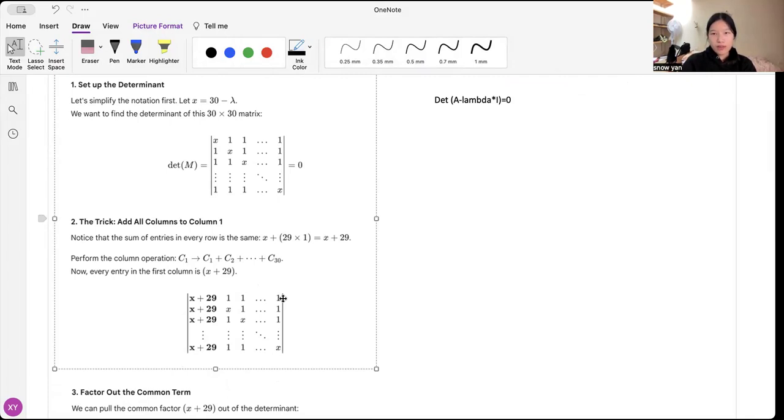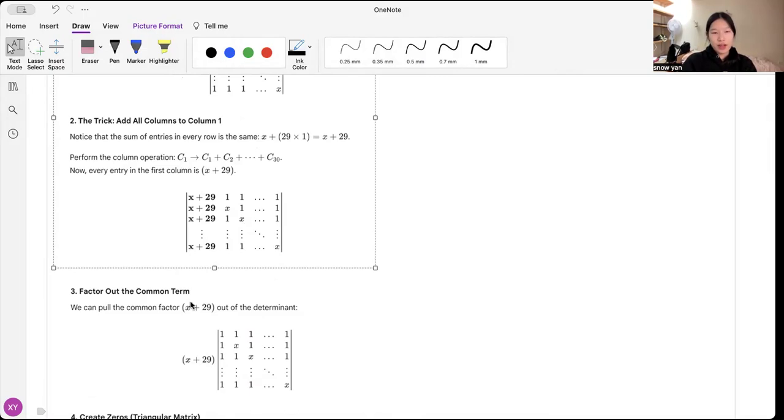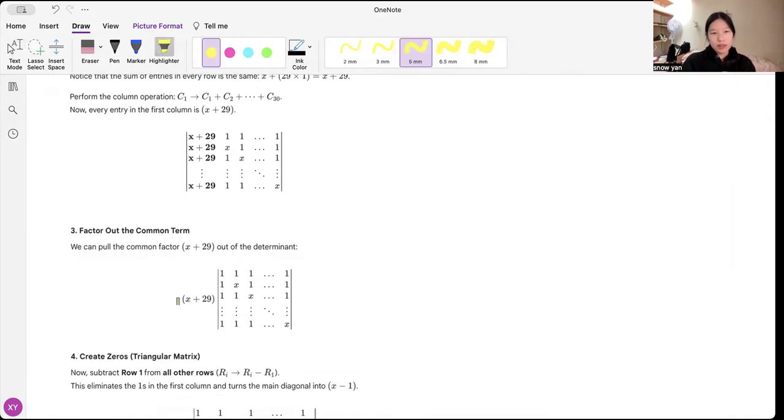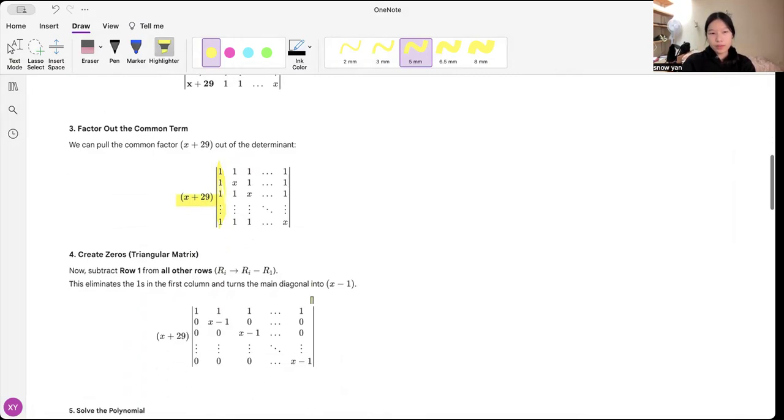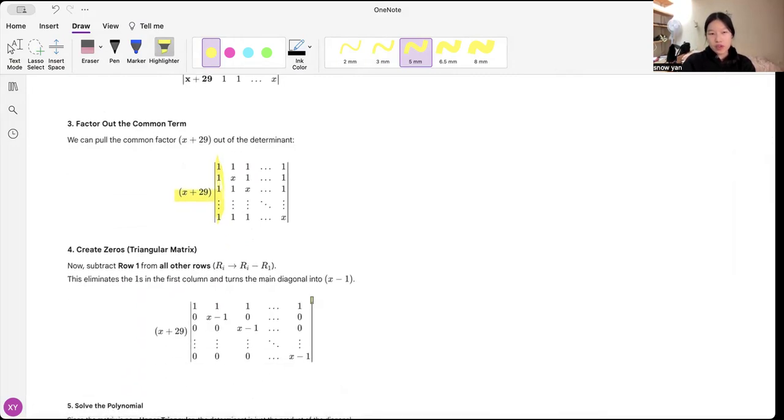This doesn't change the determinant because we are just doing a column operation, keeping the first row the same and adding other columns, which would not affect the value. Then we see that everything in this column is x plus 29, so we can factor it out. When we factor it out, everything in this column becomes 1. That's a lot easier for us to manage, because now the first row has 1, whereas everything else is x.